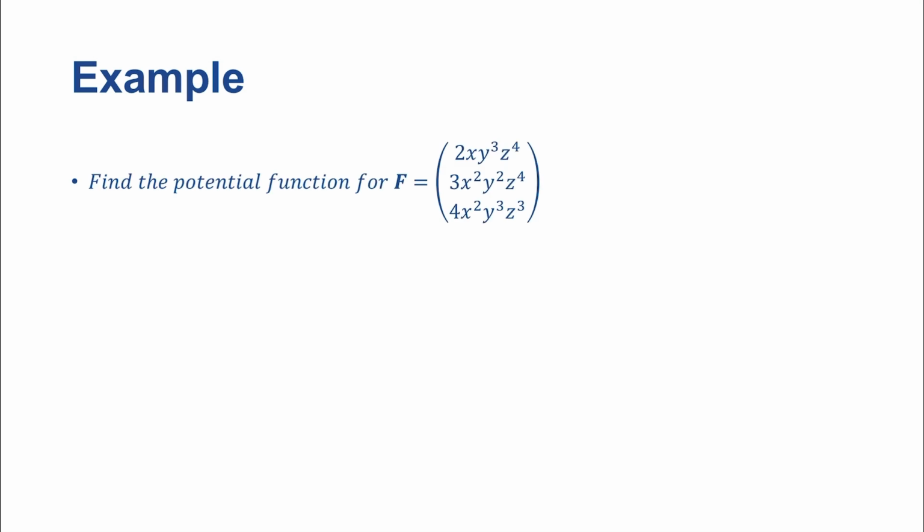So let's try an example. Let's try finding the potential function for this vector field, such that F is equal to 2xy cubed z to the fourth, 3x squared y squared z to the fourth, and 4x squared y cubed z cubed.